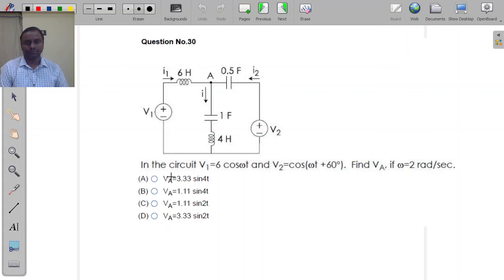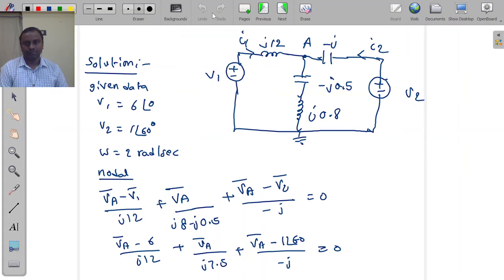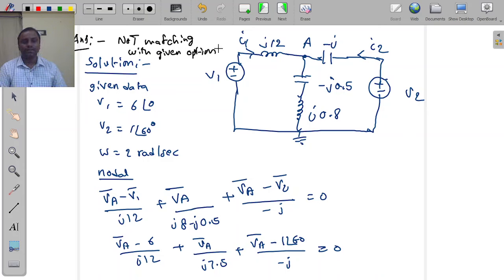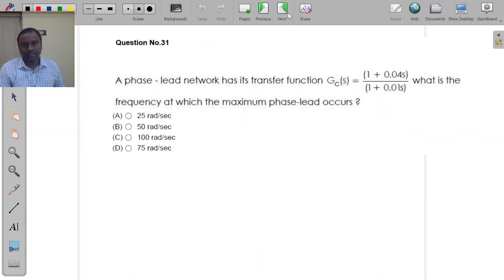So not matching with the given options. If you want, you can raise the objection against this question if they are not giving marks to everyone. So we'll move to the next.